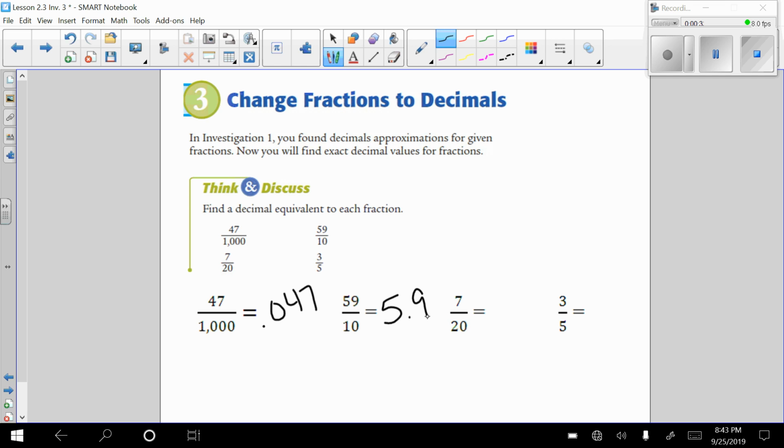7 over 20, if I put that in my calculator, remember, top divided by bottom, is 35 hundredths. And if I put 3 over 5, or 3/5, into my calculator, I get 6/10. Those are ways to change a fraction to a decimal.